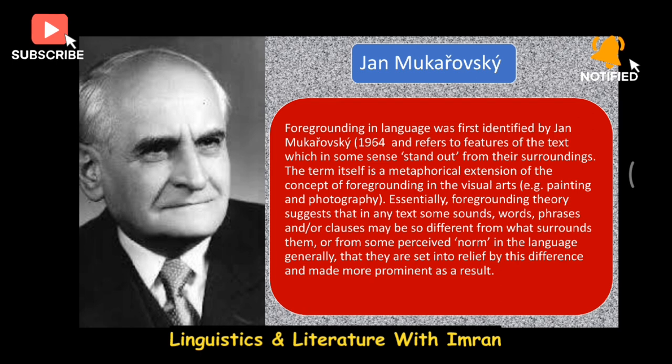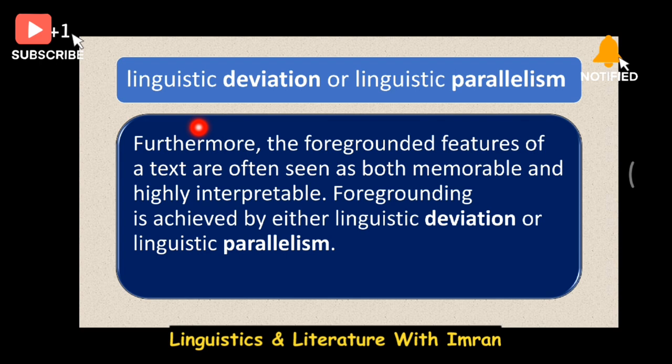Now, foregrounding can be achieved through linguistic deviation or linguistic parallelism. In this lecture, we will focus just on linguistic deviation. Furthermore, the foregrounded features of a text are often seen as both memorable and highly interpretable. We remember them because there's something important about that, and they are highly interpreted. That is why certain letters and certain sounds are foregrounded, okay?